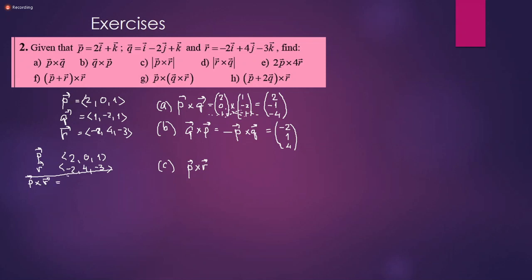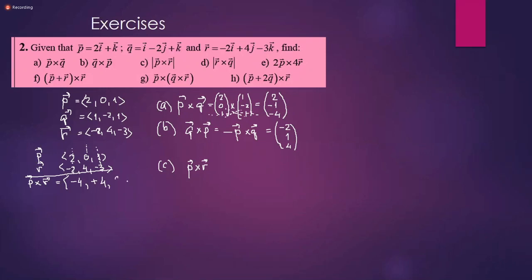For the first coordinate, eliminate the first coordinate and you get 0 times minus 3, that's 0, minus 4 is minus 4. Second coordinate, eliminate second coordinates and you get 2 times minus 3 is minus 6. Minus 6 minus negative 2 is minus 4, but change the sign, it becomes plus 4. And for the third coordinate, eliminate third coordinates and you get 2 times 4 is 8. And minus 0, it's still 8.